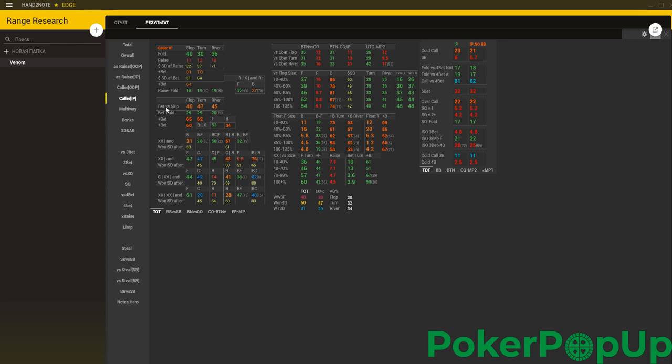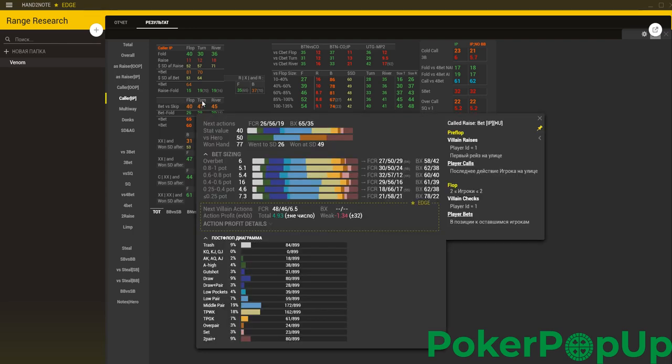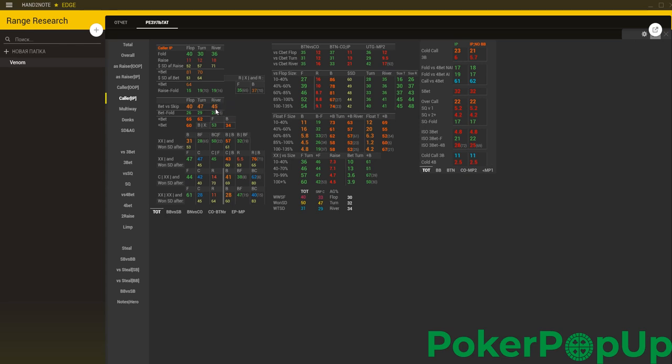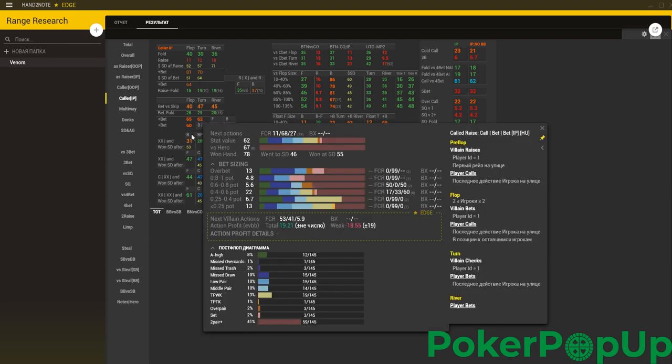Bet versus skipped, the open raiser checks, and the caller bets. Float bet on the flop, float bet on the turn, and float bet on the river. Bet fold is how often he folds when he faces a check raise. Plus bet means subsequent barreling after floats. Bet versus skipped on the flop is 40%, second barrel on the turn 65%, and third barrel 60%. Or bet versus skipped on the turn 47%, and bet on the river 62%.